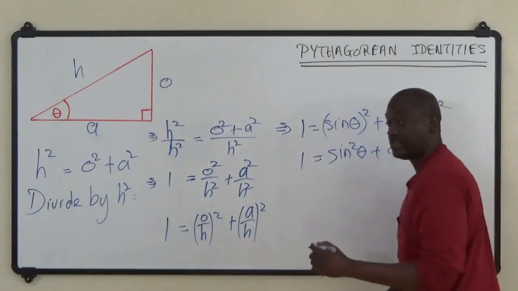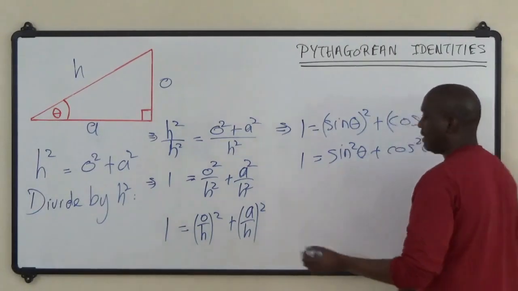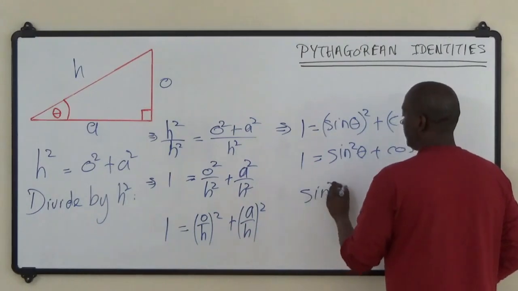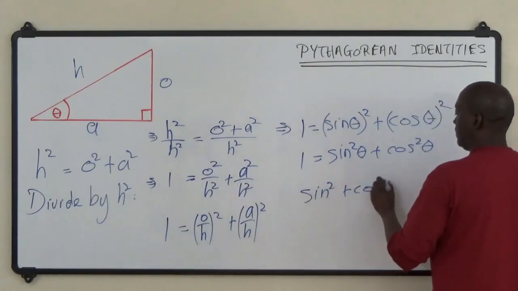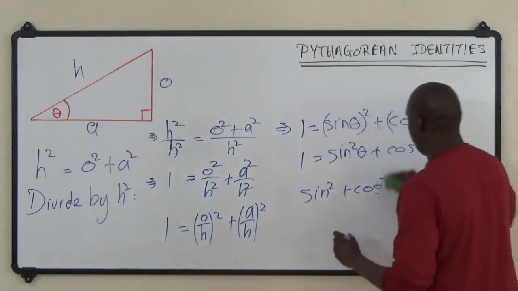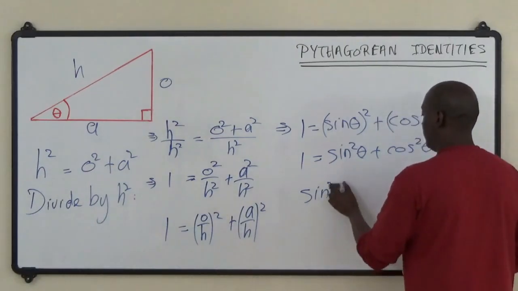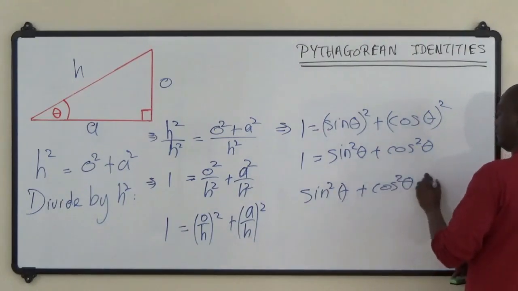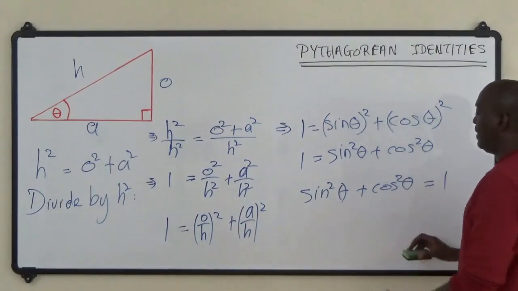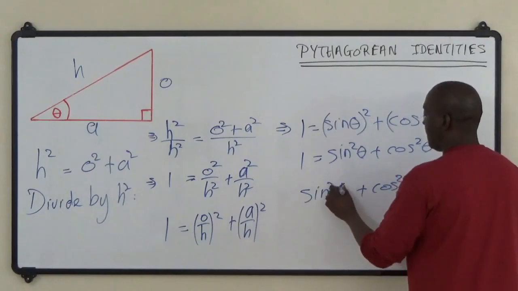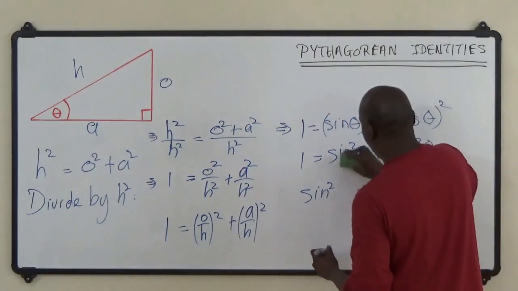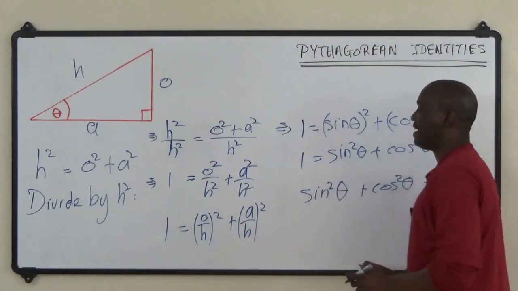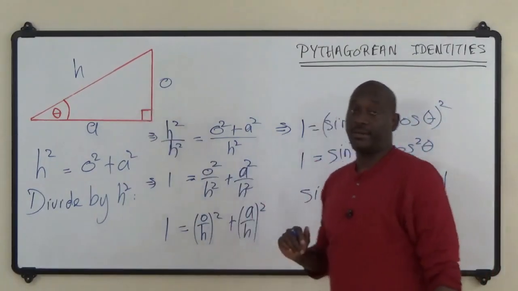And this now gives us the first Pythagorean identity, which is that sine squared theta plus cosine squared theta is equal to 1. So that is the first Pythagorean identity. Pythagorean identity simply means that the identity is derived from Pythagoras' theorem.